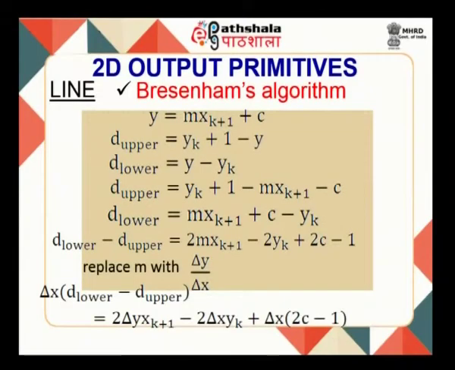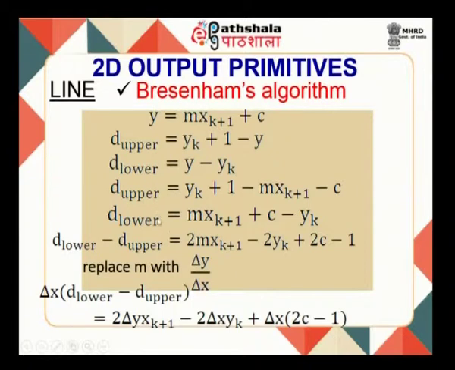So, we will not be actually comparing d lower and d upper, rather we will be taking the difference of these two magnitudes and checking the sign of this difference operation. That is, if d lower minus d upper is greater than 0, that means d lower is greater than d upper, so we will be choosing the upper pixel. Similarly, if d lower minus d upper is less than 0, that means the difference operation is negative, that means d lower is less than d upper, choose the lower pixel.